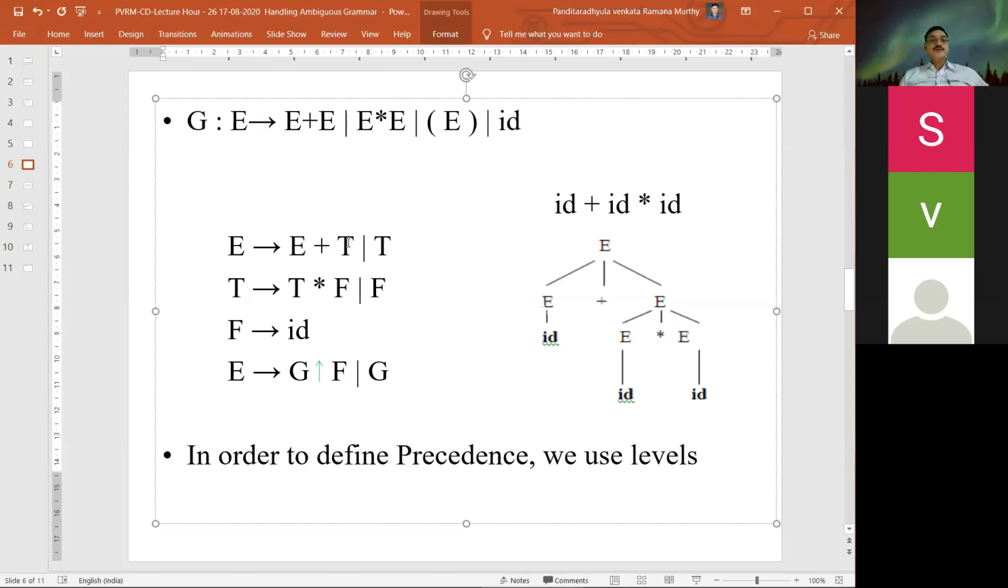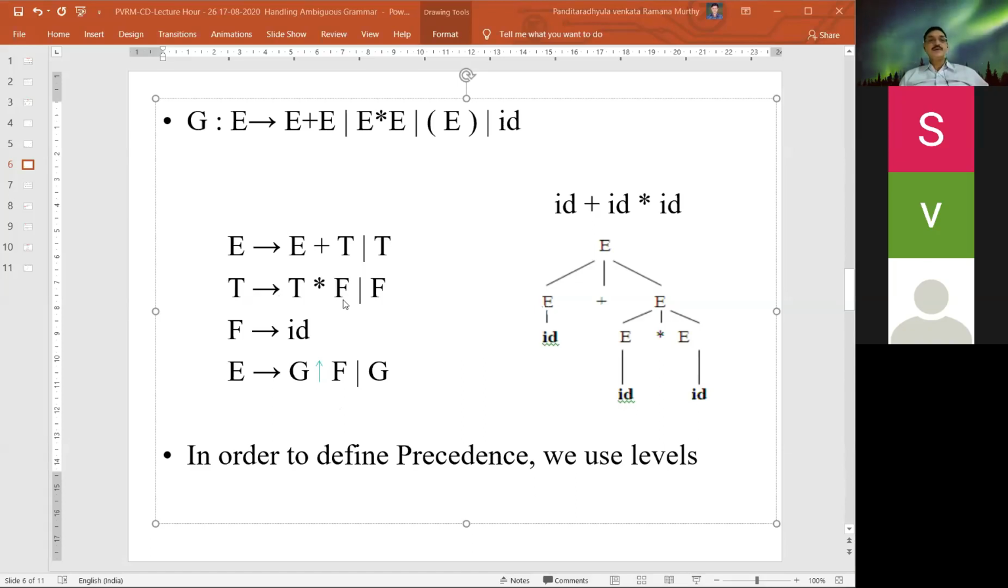Now without knowing T, we can't come to the plus operation. So we define this by replacing the first production as E plus T. If there is no plus operation, straight away you can come to T. But without T, we can't come back to E. So then we come to what is the meaning of T.